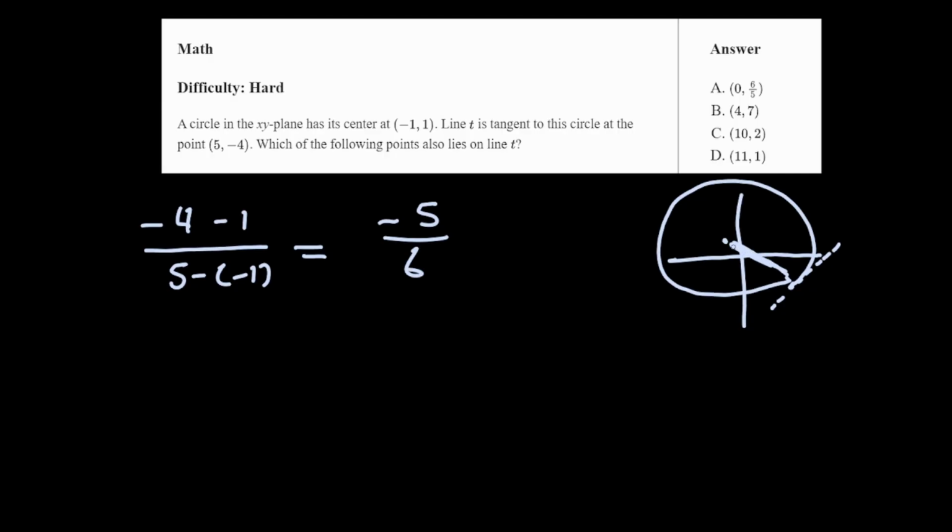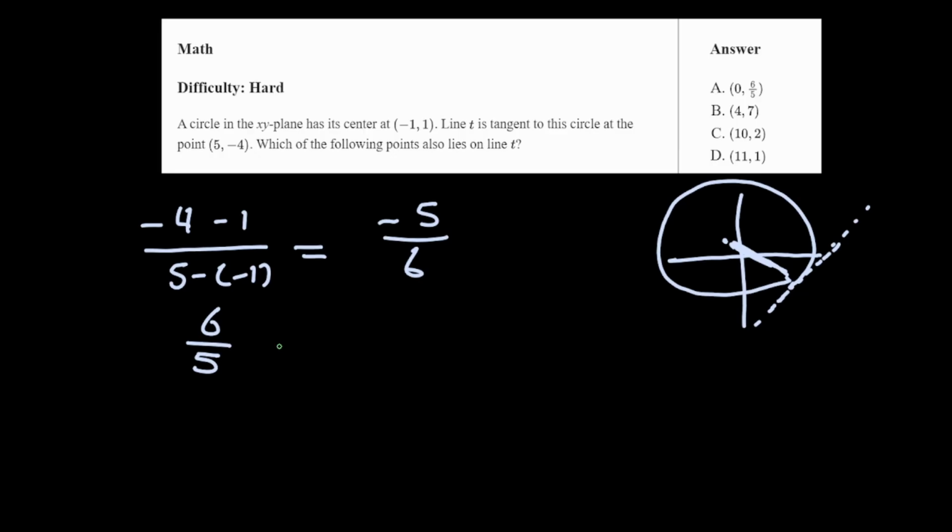So we know that the radius has a slope of the difference between the 2 points. So let's use the slope formula. -4 minus 1 over 5 minus -1, giving us a slope of -5/6. So the slope of the radius right here is -5/6. And since this is a tangent line, it is perpendicular. So the slope of the line is 6/5.